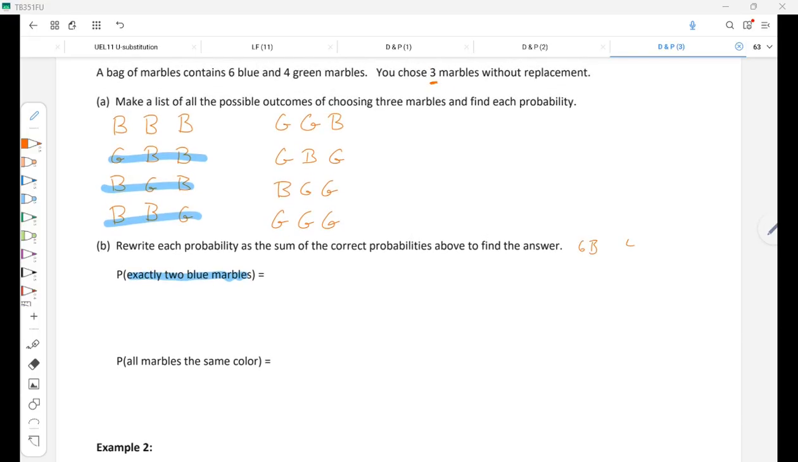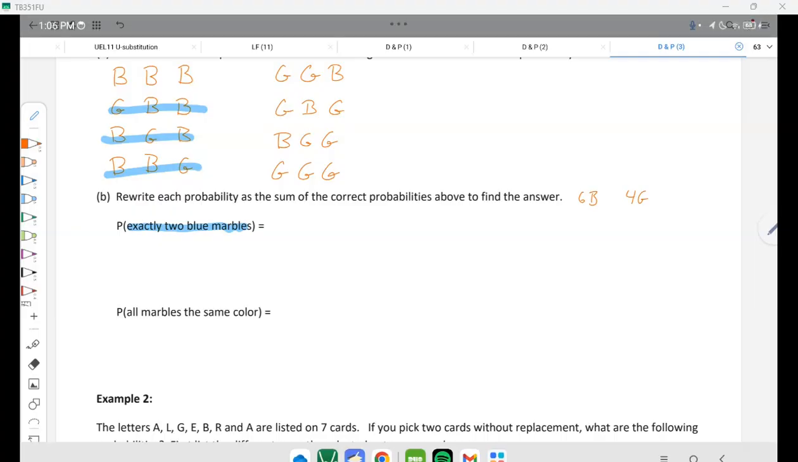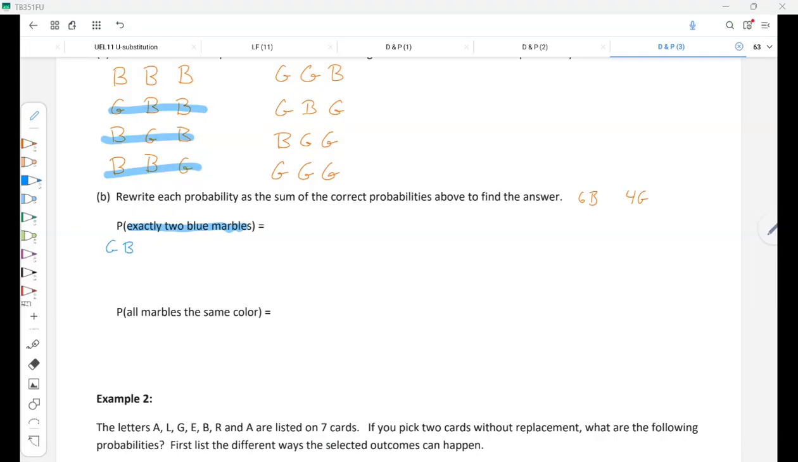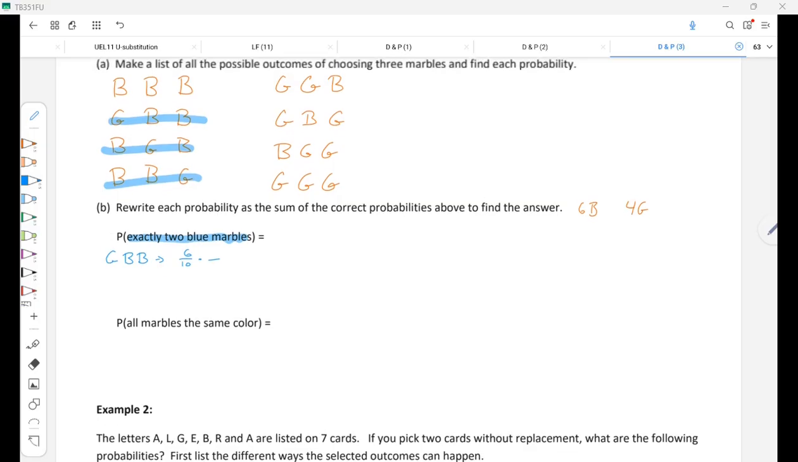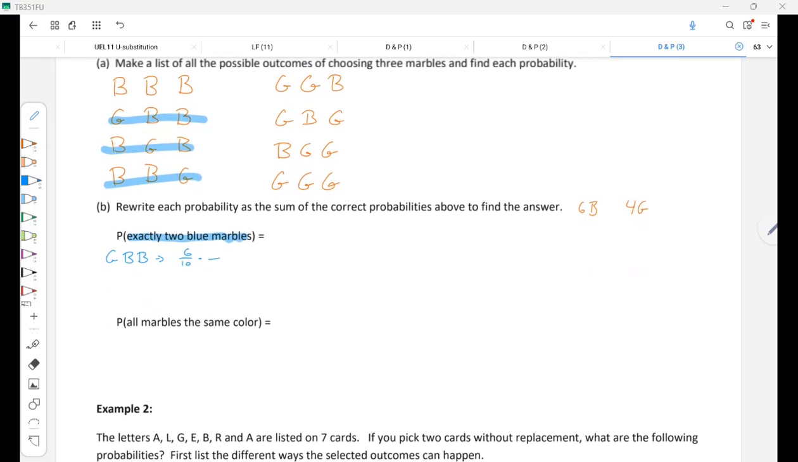It's 6 blue, 4 green. Our first probability that we need to figure out is GBB. Green is going to be 6 out of 10. Blue is going to be, did they tell us we were replacing or not? It said without replacing. So there are 4 blue marbles left, and there are 9 total marbles left.